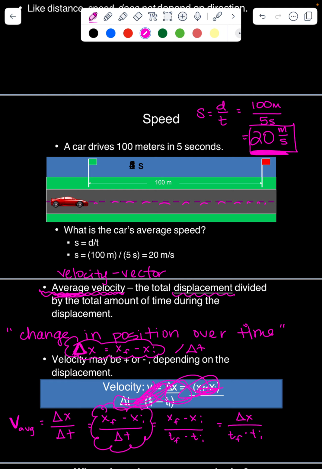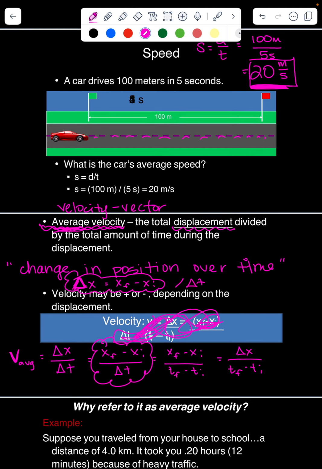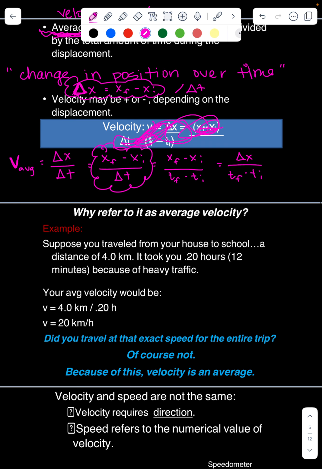Now, again, we mentioned this earlier. Why do we call it our average velocity? Say you were coming to school. You left your house and you traveled 20 miles in 2 minutes. That would be really fast, just go with me on this. So that would be 10 miles per minute. You made it here at 10 miles per minute. That would be your average velocity.